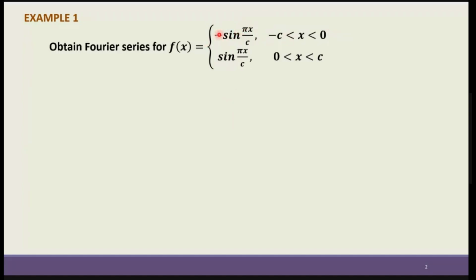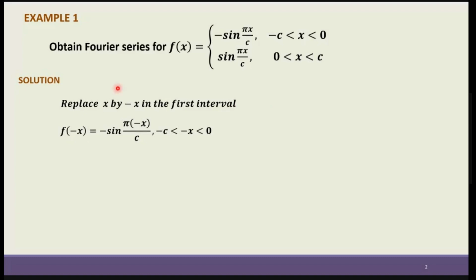Now put x equal to minus x in the first interval, throughout the whole interval. So what remains here? When I put x equal to minus x in the first interval, we get f of minus x equal to minus sine of pi into minus x upon c, for minus c less than x less than 0. Here also we have to put x equal to minus x. When I multiply this inequality throughout by minus, the inequality gets reversed, so we get 0 less than x less than c. In this interval the function we get, since sine of minus theta is minus sine theta, is sine pi x by c, which is the second interval.